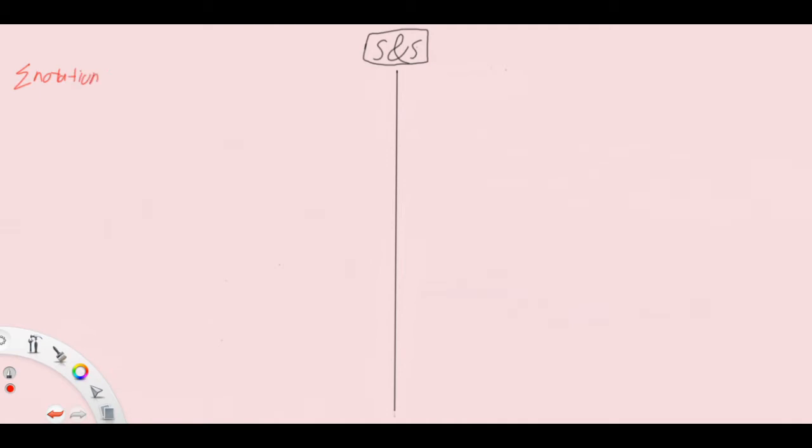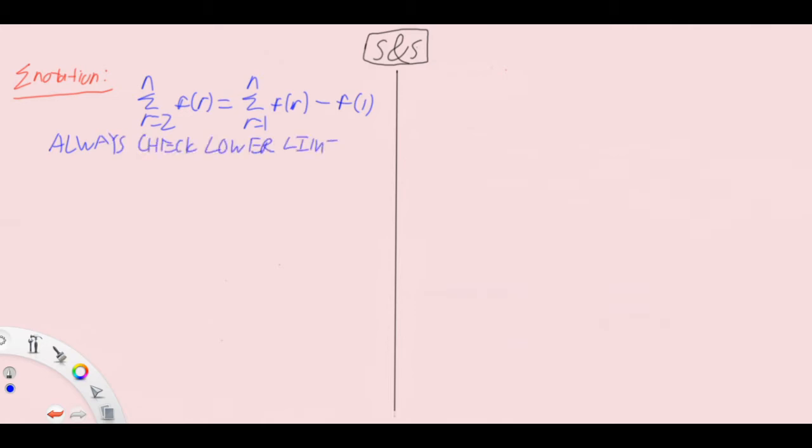Continuing for sigma notation, we have the following ideas. If the summation is from r equals 2 to n, it is basically the summation from r equals 1 to n minus the first term. Always check the lower limit of a sigma notation when it comes to applying previous results.